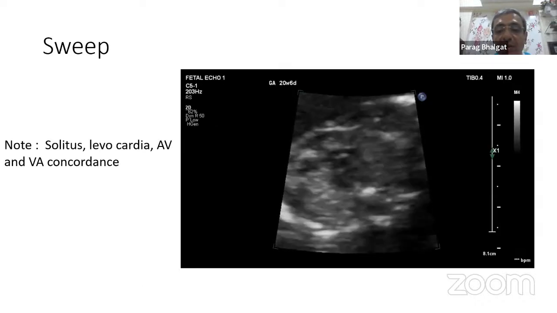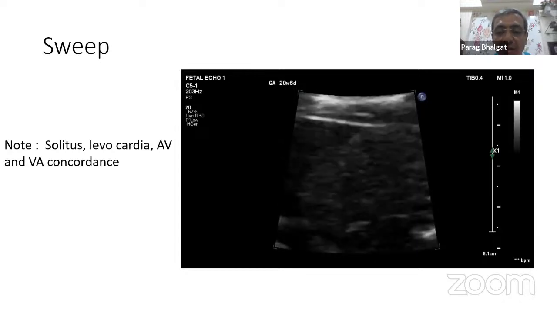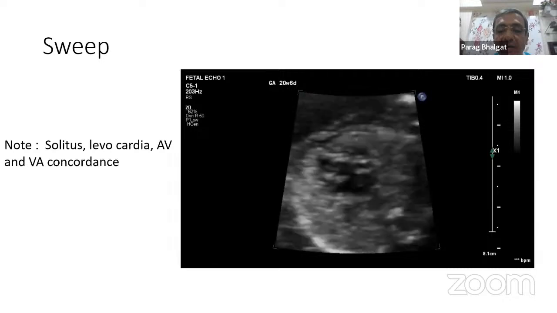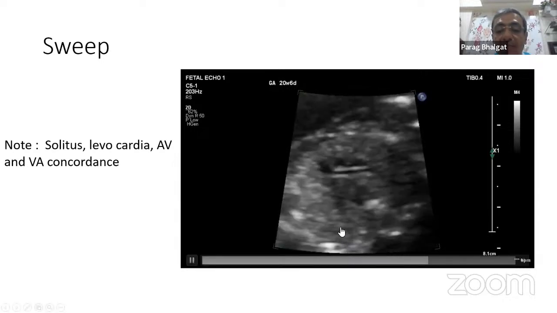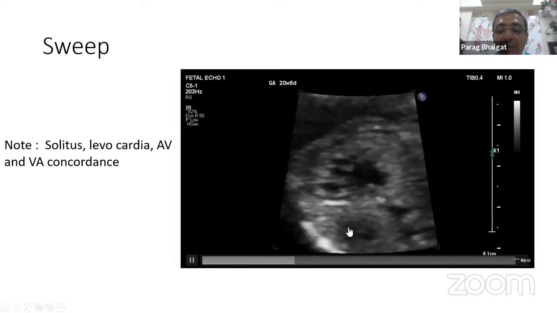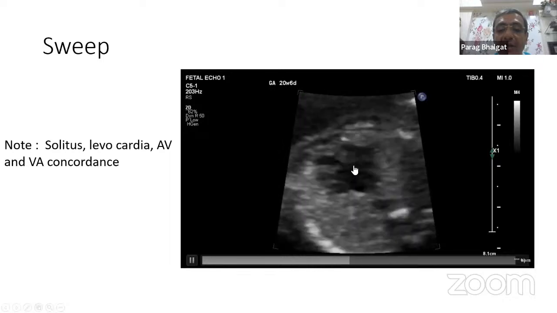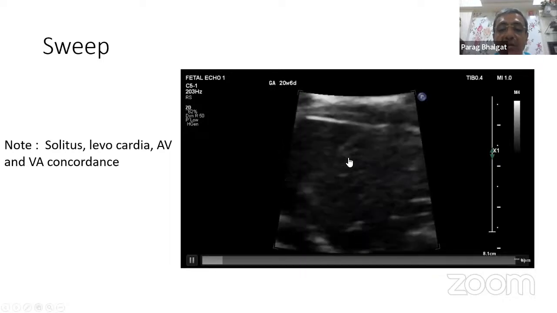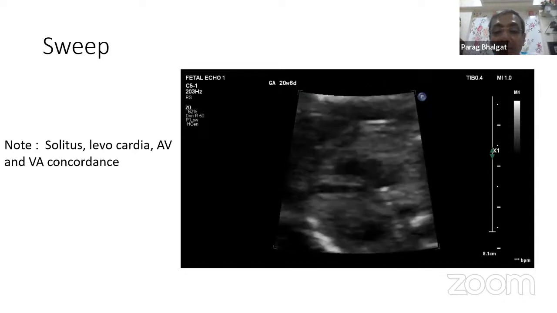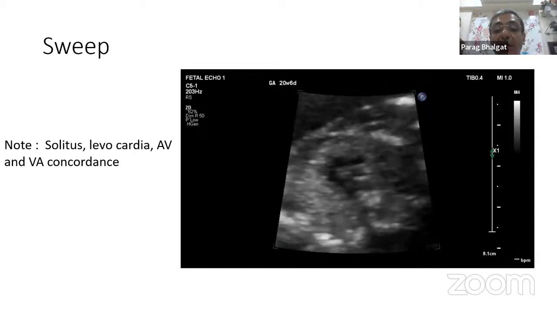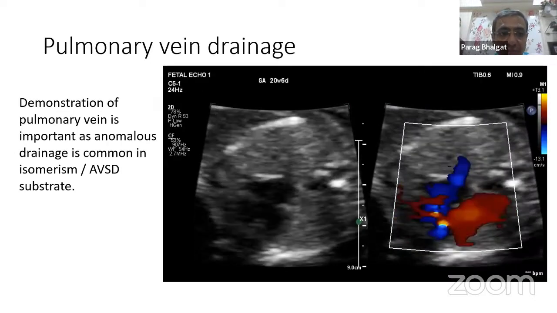Now the sweep. Again, look at the sweep and understand the relationship of atria, ventricles, and great arteries with respect to the spine. An important thing to note is the fundic bubble. The fundic bubble comes here, then LA, LV, aorta, RA, RV, and PA. We can also appreciate the origin of RPA and LPA from the MPA.